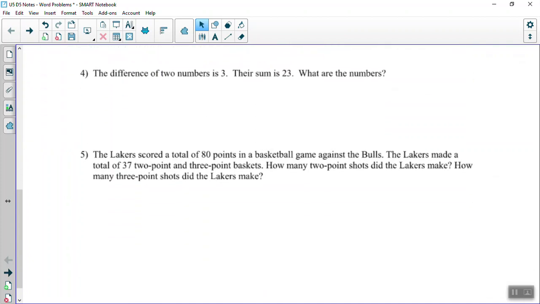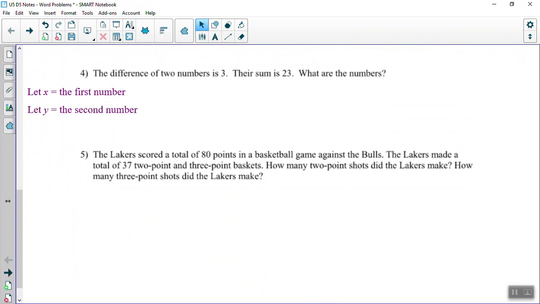Number 4. This one is a little different. So this one we have to really think about what some of these mean. All right, so the difference of 2 numbers is 3. Their sum is 23. What are the numbers? All right, well, we have 2 different numbers. So when we define, we're going to let X represent the first number and Y represent the second number.